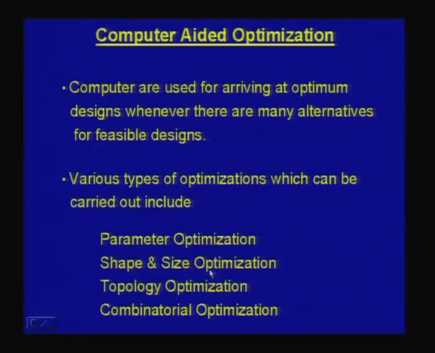Now, we have looked at basically two aspects of optimization. One is parameter optimization, and then there is shape optimization. There are situations where one is required to do a topology optimization.